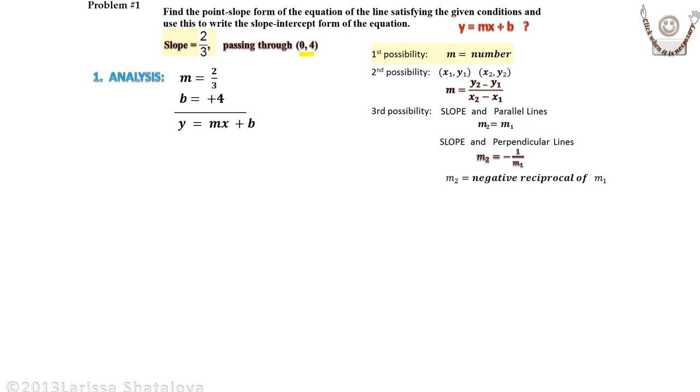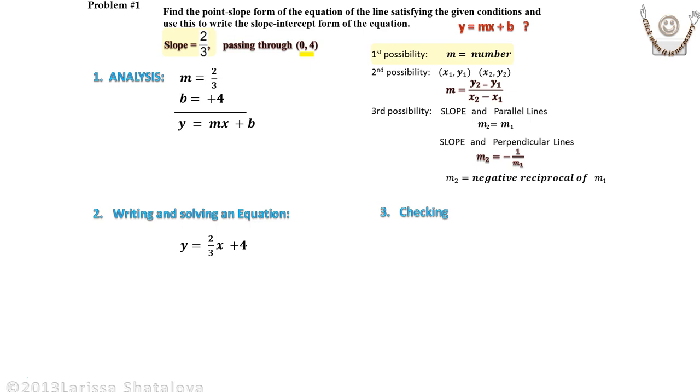We have to replace m for 2 over 3 and b for 4. And we have an equation. Slope-intercept form. Y is 2/3 of x and positive 4.